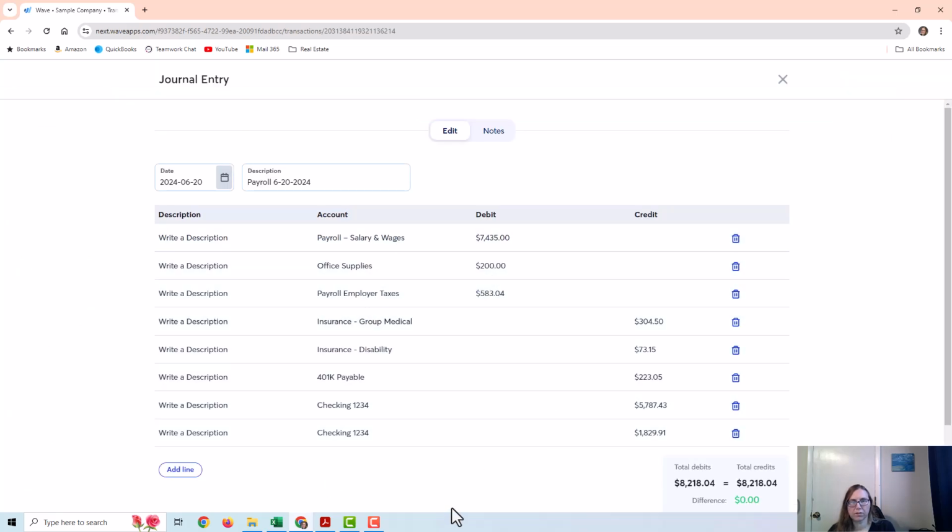This is the first one. This is what it might look like. Basically exactly what I did. I set up all these accounts in the chart of accounts.